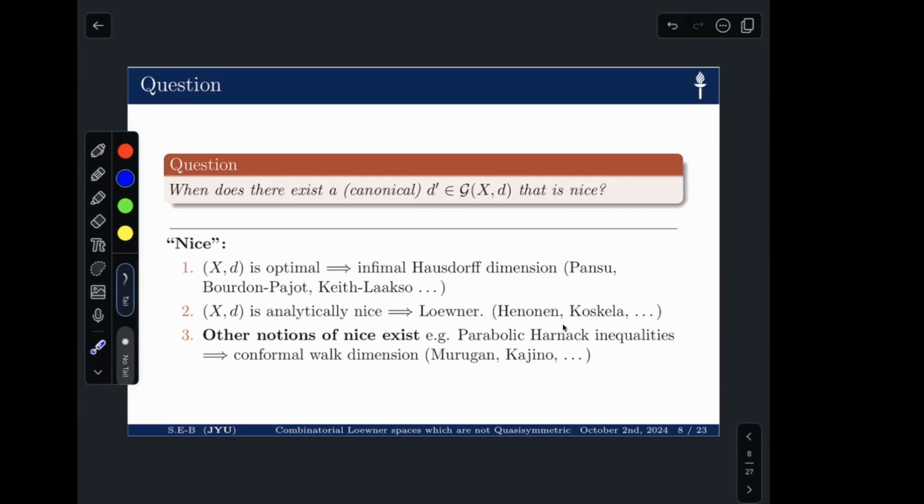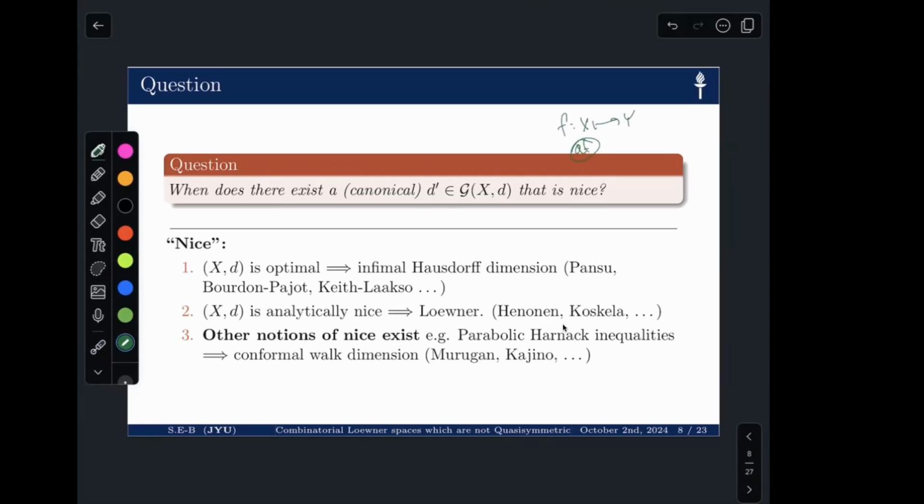It also gives you a nice tool to study quasisymmetric maps, because once you have a Loewner metric in the conformal gauge, you can try to differentiate quasi-conformal maps between spaces. In certain cases, you can define a differential, and that differential can tell you a lot about this function.